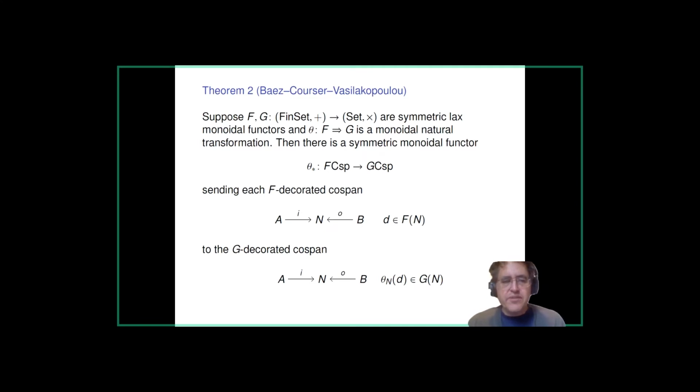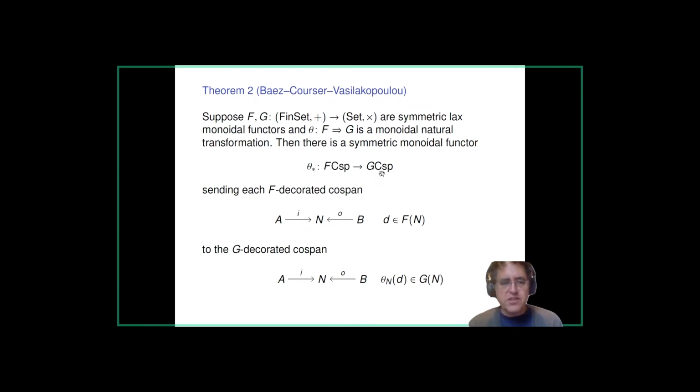So in addition to trying to build categories of these open systems in the way that I've just described, we also want to get maps between categories of open systems. And so if I have a particular functor F that lets me build a decorated cospan category, say F-cosp, and you have one G, then this theorem here gives a procedure for mapping my kind of decorated cospans over to your decorated cospans.